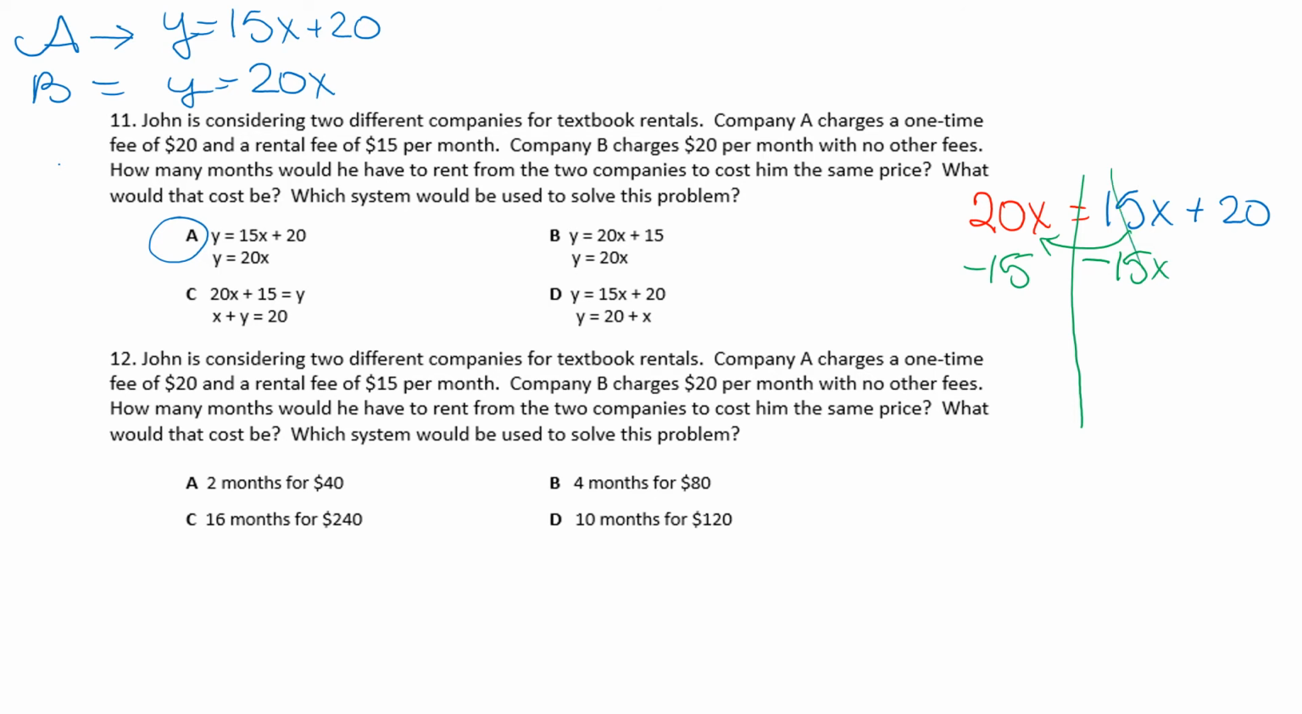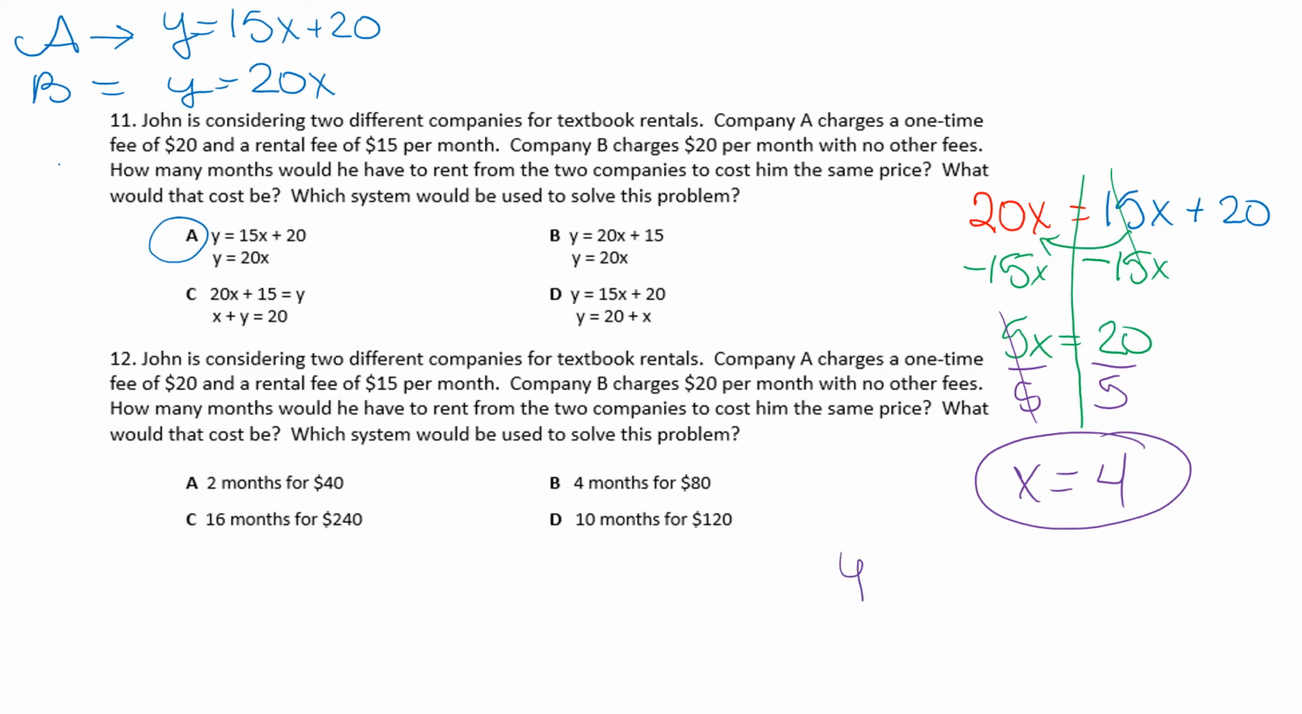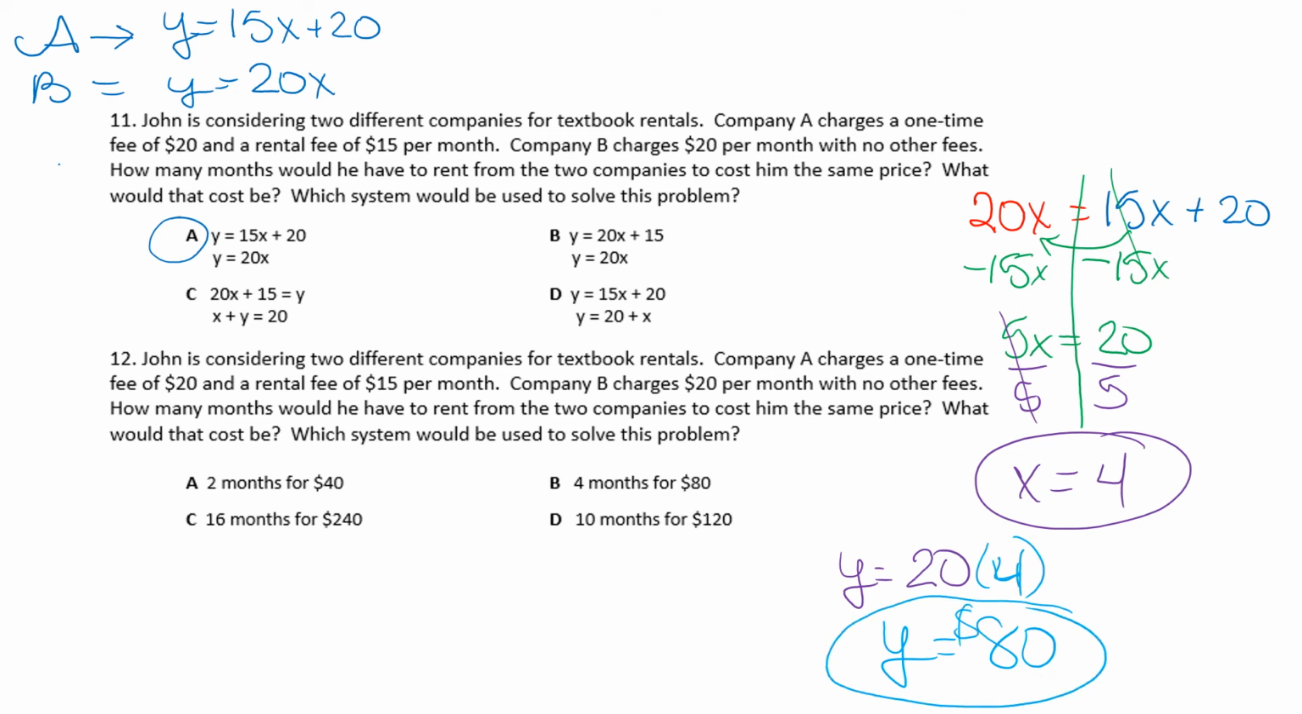Those would cancel, leaving me with 5x equals 20. And then I would divide both sides by 5. So x would be 4. So I want to take the 4 and substitute it back into one of my equations. I'm going to choose the equation of y equals 20x. So that'd be 20 times 4. So y equals 20 times 4 would be 80. So what that means is it's going to take him 4 months at a cost of $80 for them to be equal for these two companies. So your answer would be B.